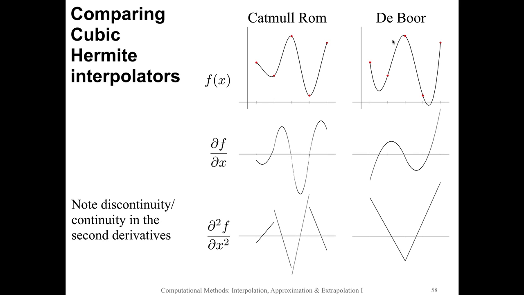So even though the De-Boor interpolator probably looks like it varies a little bit more wildly than the Catmull-Rom interpolator, its derivatives are actually better behaved than the Catmull-Rom interpolator.